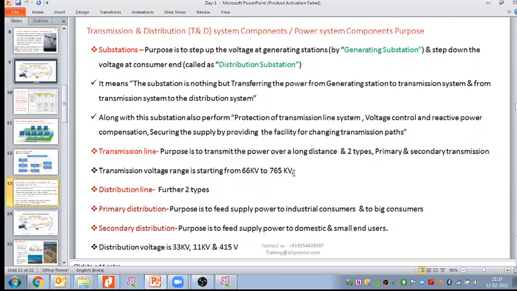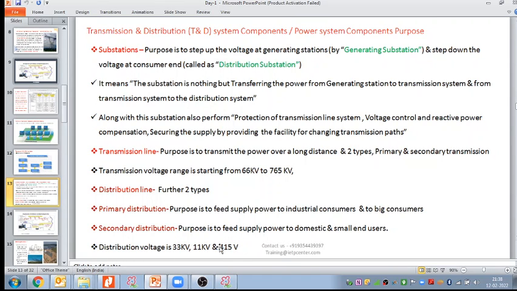1150 is used very little. And then the distribution types: further again we have two types of distribution lines, the primary distribution and the secondary distribution. The purpose of primary distribution is to feed supply to the industrial consumers and big consumers, and the purpose of secondary distribution is to feed power to domestic and small end consumers. And the distribution voltages are 33, 11 and 0.415 kilovolts.